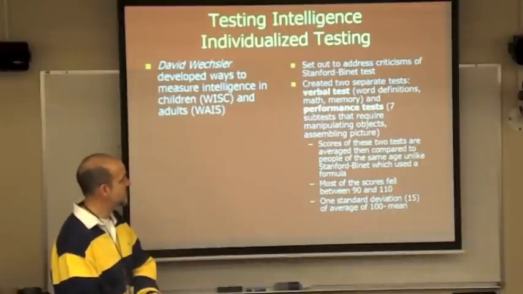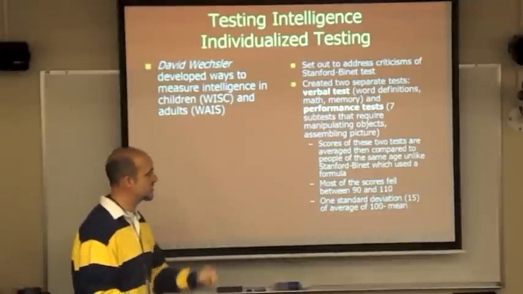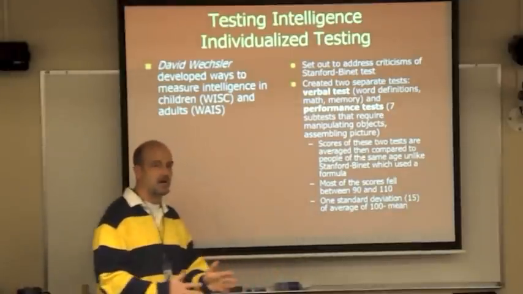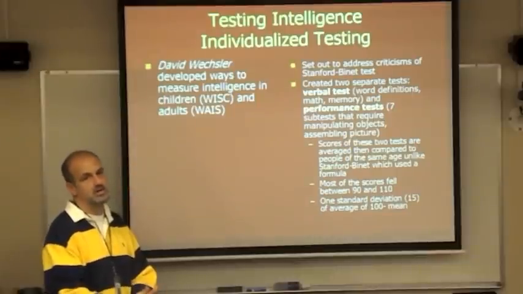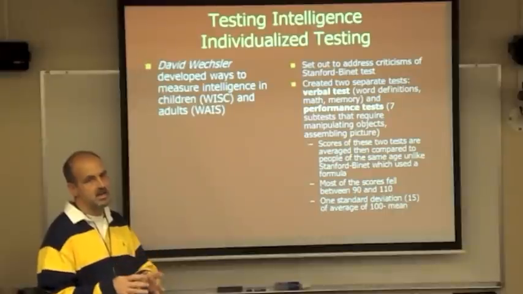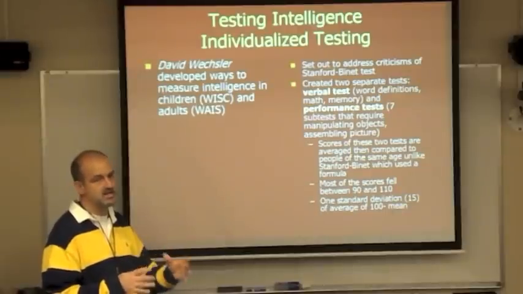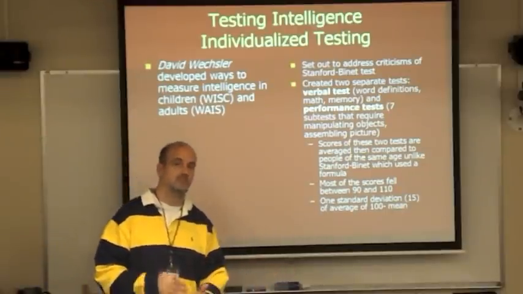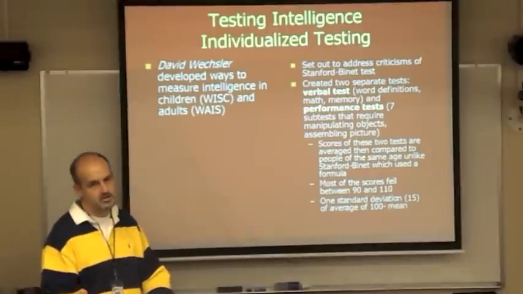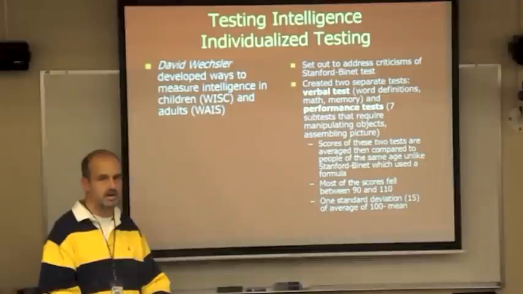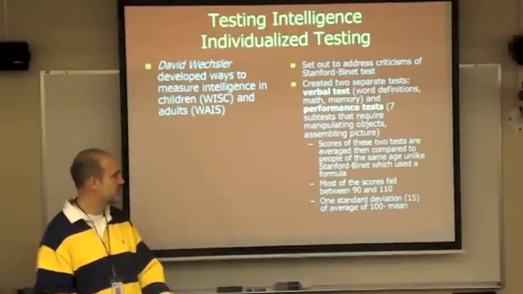Now, the scores of these 2 tests are averaged, then compared to people of the same age, unlike the Stanford-Binet test, which used a formula, and that's key. Basically, that's why Wechsler's test keeps going as people get older, because it's compared to people in the same age group. Based on how that comparison is made, a person is given a score. So if they compare better than the average of their age, they have a higher IQ. If they compare worse than the average of their age group, then obviously they have a lower IQ.